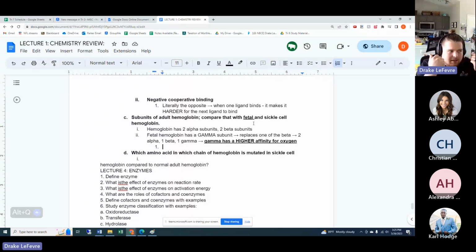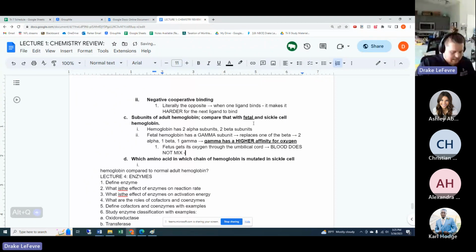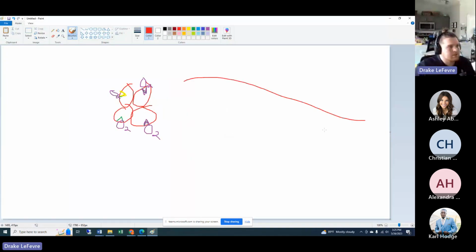Exactly. So if we think about it, through what are they getting their oxygen? Through the umbilical cord. Right, and that blood does not mix. You really think of it like, if this is the umbilical cord, and this is where it goes into the placenta and then the umbilical cord, and this is where it ends and goes into the baby.